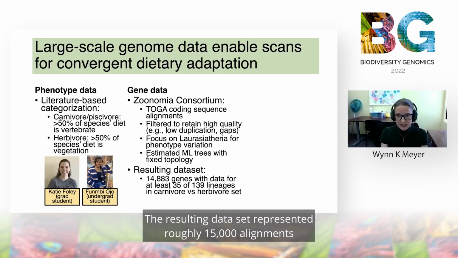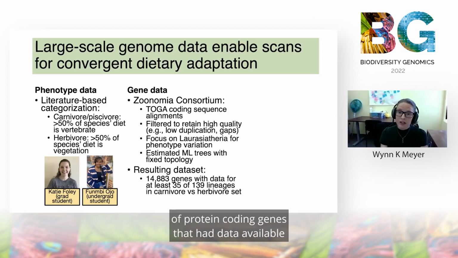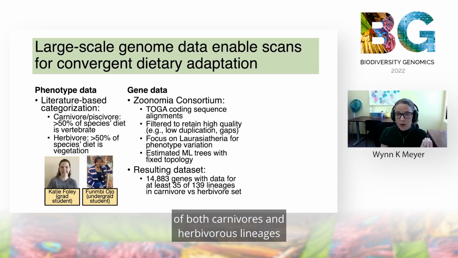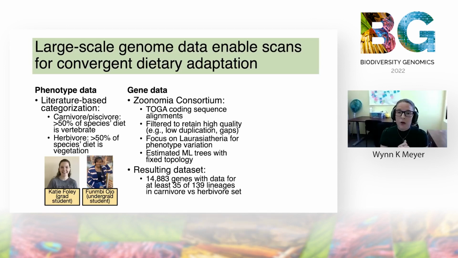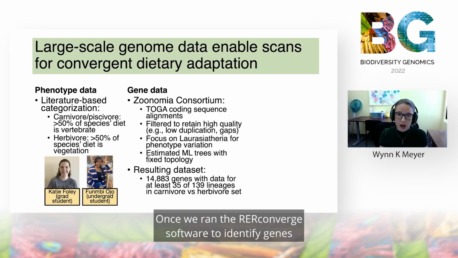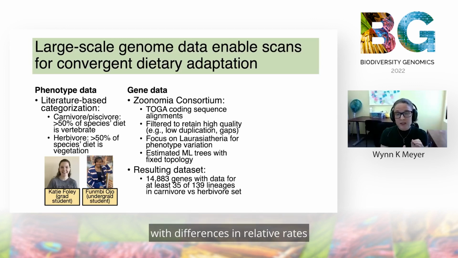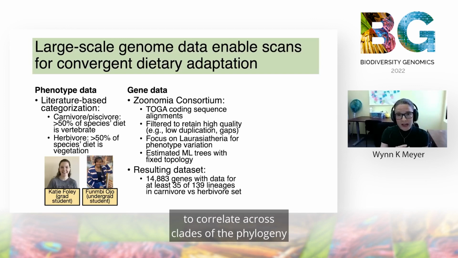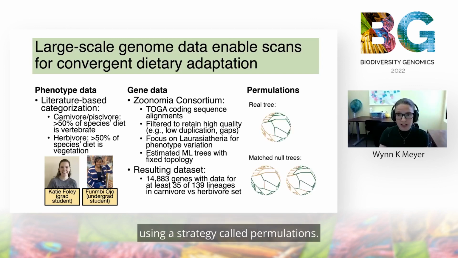The resulting data set represented roughly 15,000 alignments of protein coding genes that had data available for a sufficient sample size of both carnivorous and herbivorous lineages within our data set. Once we ran the RER Converge software to identify genes with differences in relative rates between carnivores and herbivores, we then corrected for the propensity of relative rates to correlate across clades of the phylogeny using a strategy called permutations.